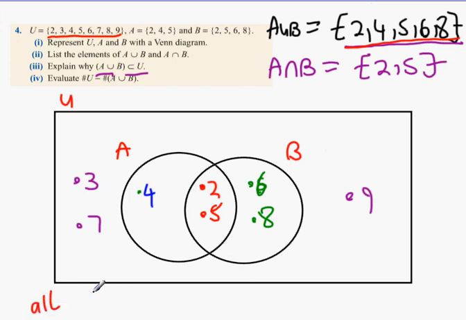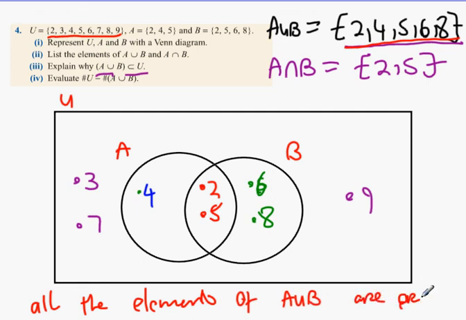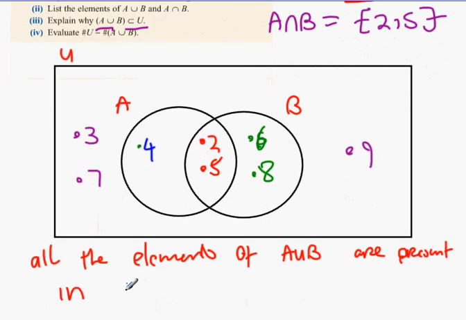You say all the elements. Do you understand what I mean by elements? Elements are 2, 4, 5, 6 and 8. All the elements of A union B are present in, anybody? In U. Or the circle fits inside the rectangle. But this you need to write formally.